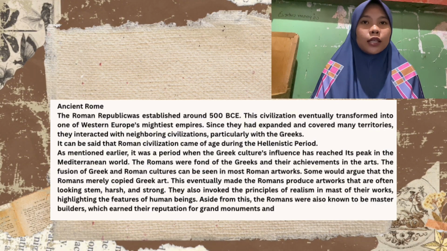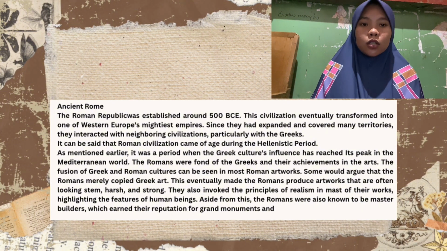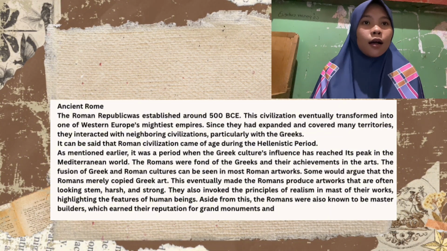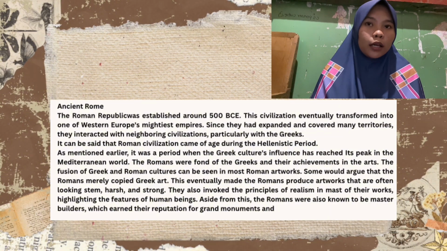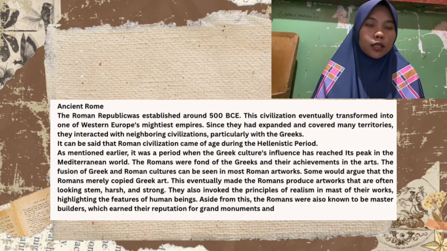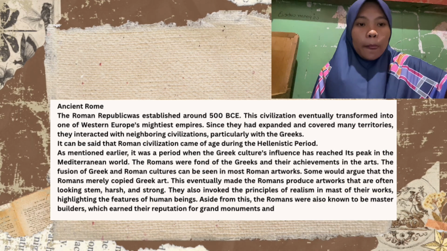So, ang ancient Greece ang naglatag ng foundation ng maraming aspects ng modern society, especially sa democracy, philosophy, and arts. So, ang emphasis nila sa reason, balance, and human potential ay makikita sa kanilang artworks. Samantala, ang ancient Rome ay kumuha ng inspiration sa Greece pero dinagdagan nila ito ng realism at advanced architecture. Both civilizations played a major role in shaping the art and culture that still influence us today.